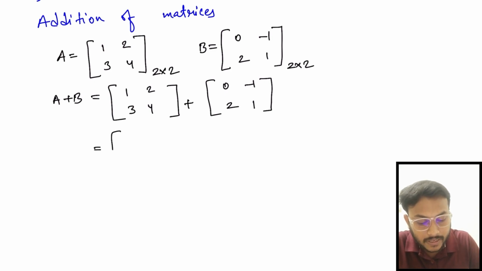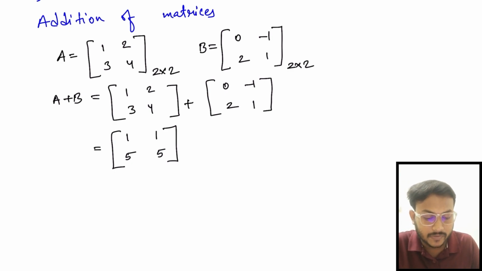So we will get the matrix: 1 plus 0 is 1, 2 plus minus 1 is 1, 3 plus 2 is 5, 4 plus 1 is 5. Okay, this is how you add or how you find A plus B. Now I think addition of matrices is very clear to you.